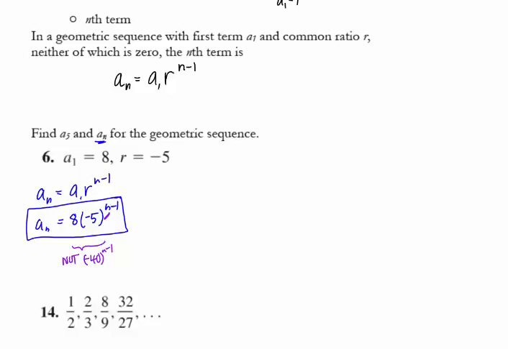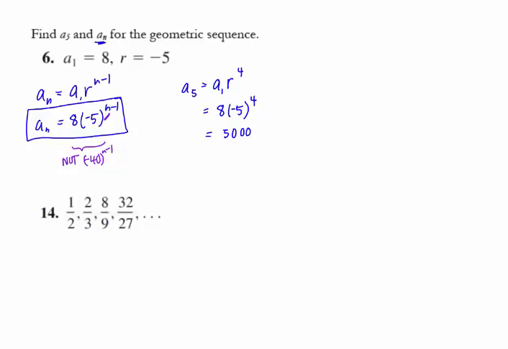That's a common mistake. If we would like to find the fifth term without making the first 4, it's a1 times r to the 4th power. So the fifth term is a1, which is 8, times r, negative 5, to the 4th power. Negative 5 to the 4th is huge, times 8 makes 5,000. So the fifth term is 5,000.